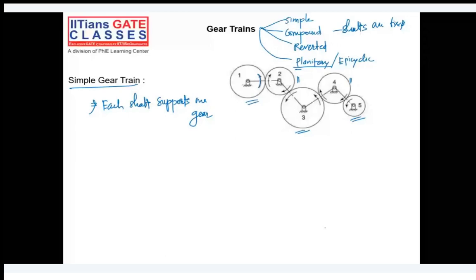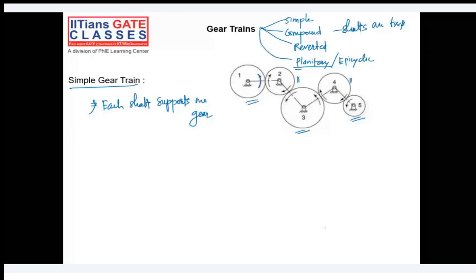Is it clear till this? The main thing you should know here is that your shaft axis is fixed, you're not changing it, and you have one gear on each shaft. The first gear is the driving gear, the last gear is the driven gear, and in between you have connecting gears just to transmit the motion from one shaft to the other. The even number gears rotate in the opposite direction to that of the odd number gears.